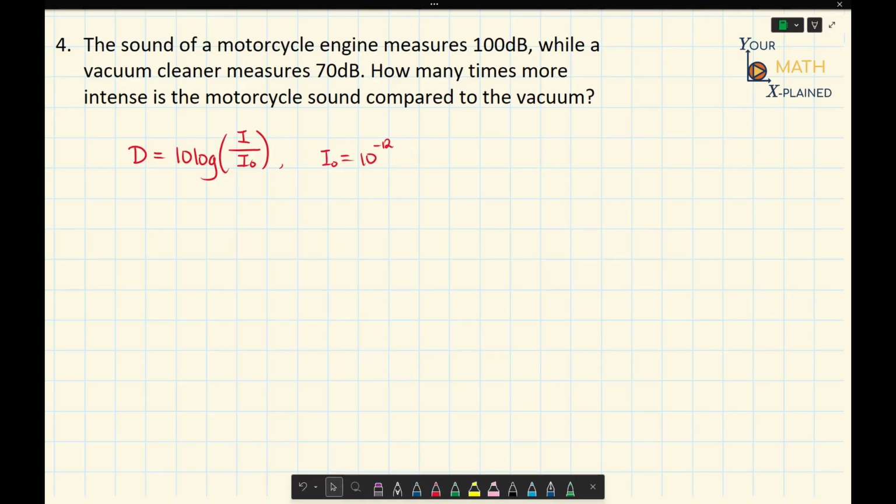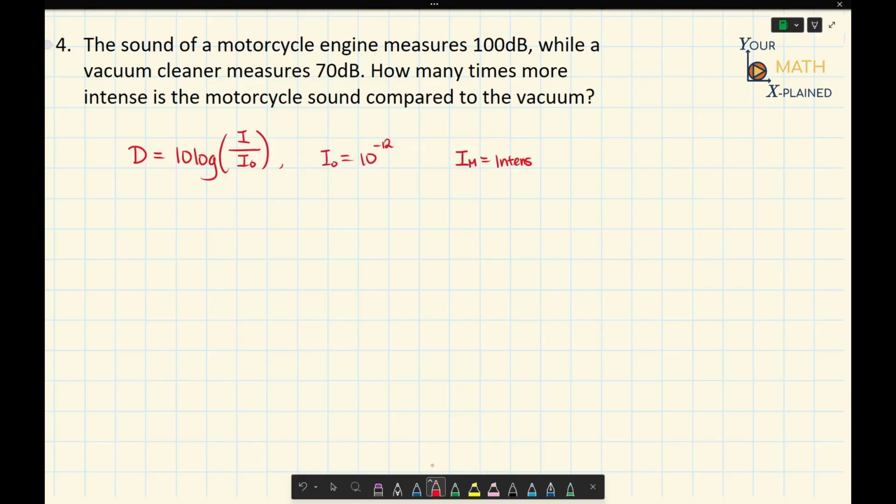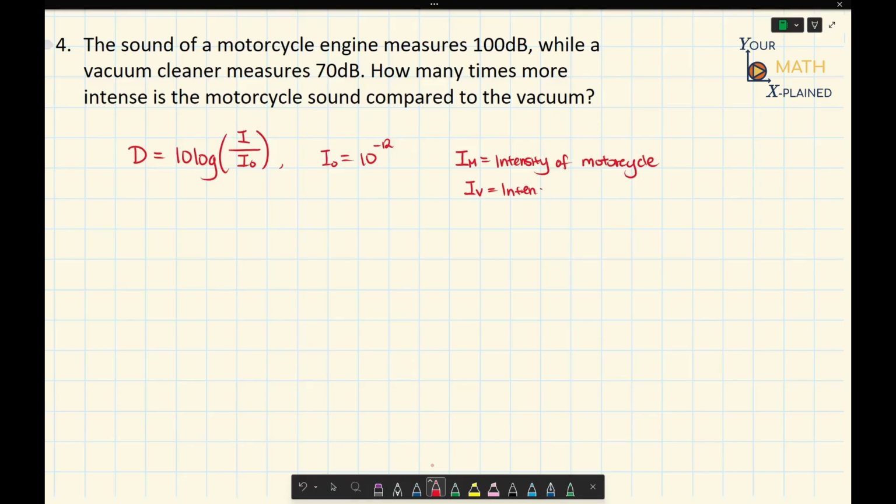To find out how many times more intense the motorcycle sound is compared to the vacuum sound, we're going to need to find the intensity of each first. So let I sub M be the intensity of the motorcycle sound, and then let I sub V be the intensity of the vacuum sound. And then we're going to find each separately.